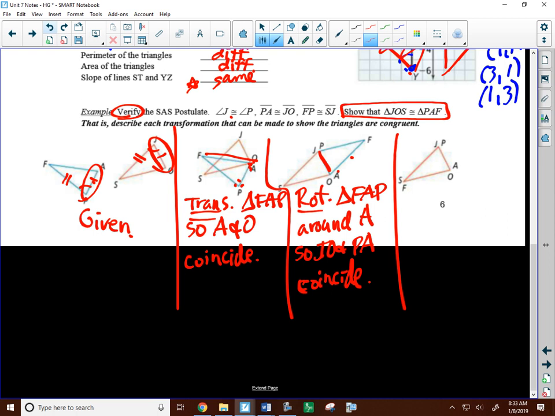Finally, to get here to there, I'm mapping the blue triangle to the red one. That one to there, reflection. So finally, I'm just going to reflect triangle FAP over line PA, or you could say line JO.